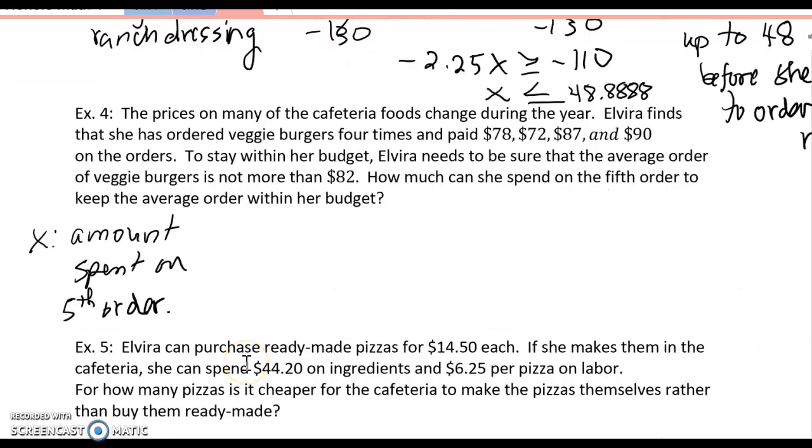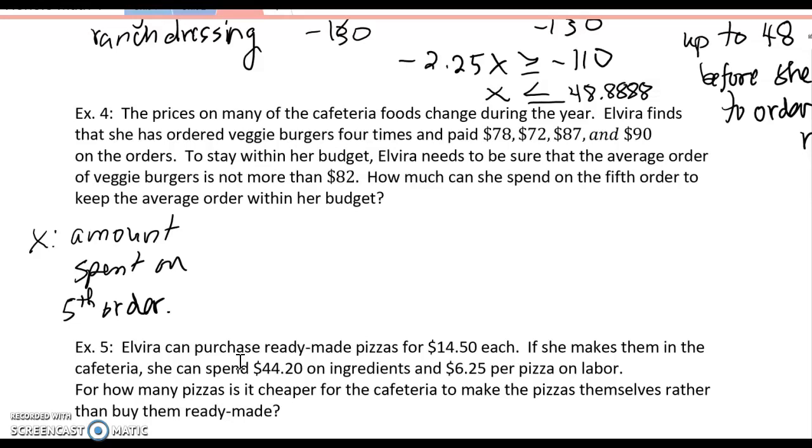All right, so here we have Elvira. She's got to order veggie burgers. She ordered veggie burgers 4 different times, paying $78, $72, $87, and $90 respectively for those 4 orders. Again, to stay within her budget, she needs to make sure that her average order for the veggie burgers is not more than $82. How much can she spend on the 5th order to keep the average order within her budget?